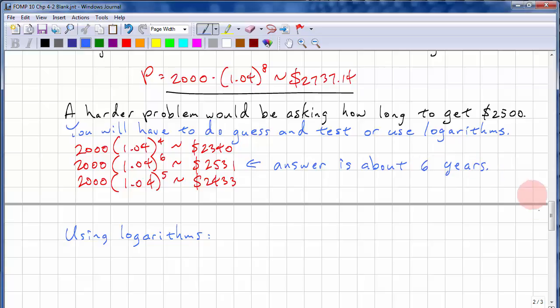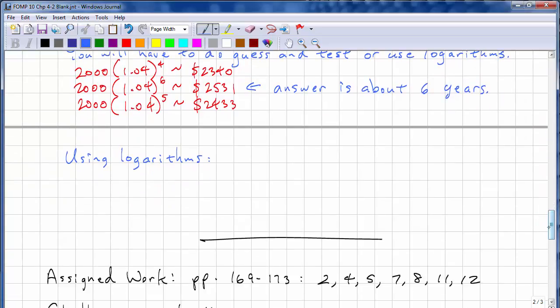Okay, what are logarithms? Logarithms are the inverse of exponents. So again, this is not required, but try it if you can follow along. We have 2,500, that's our target. We put in our formula, 1.04 to the power of n. We need to isolate the power. So this is 2,500 divided by 2,000 equals 1.04 to the power of n. So the power is isolated.